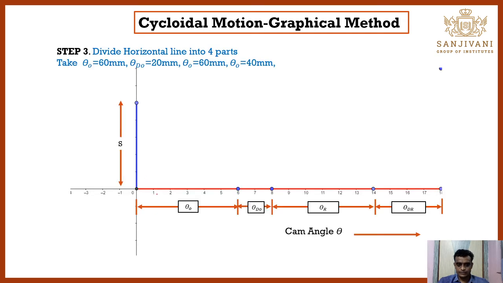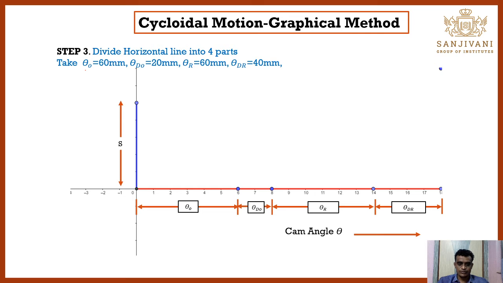Now this we have to divide into the four parts. Theta O is equal to 60 mm, theta DO is equal to 20 mm, theta R is equal to 60 mm, and theta DR is equal to 40 mm. Irrespective of any angle of this, you have to take these distances the same. This distance should be same.